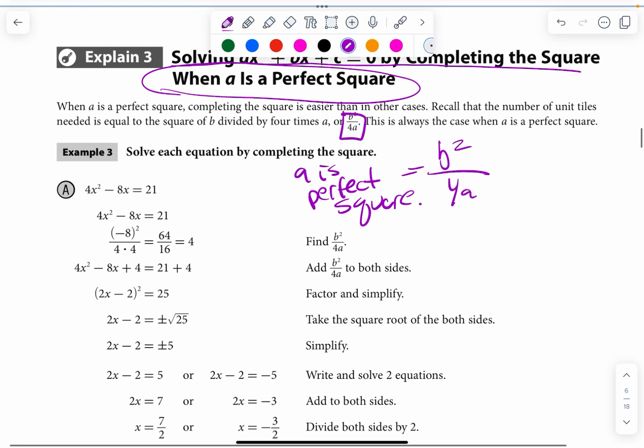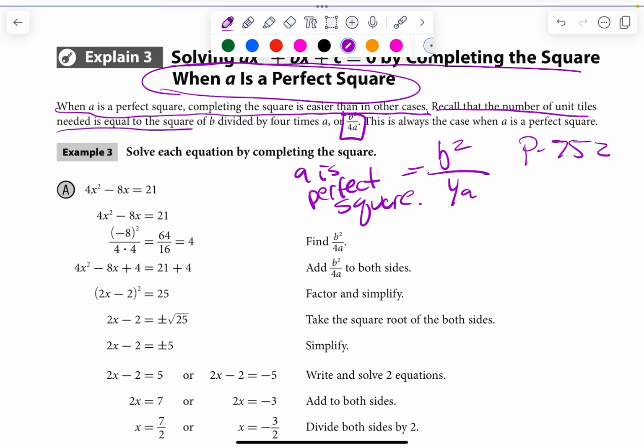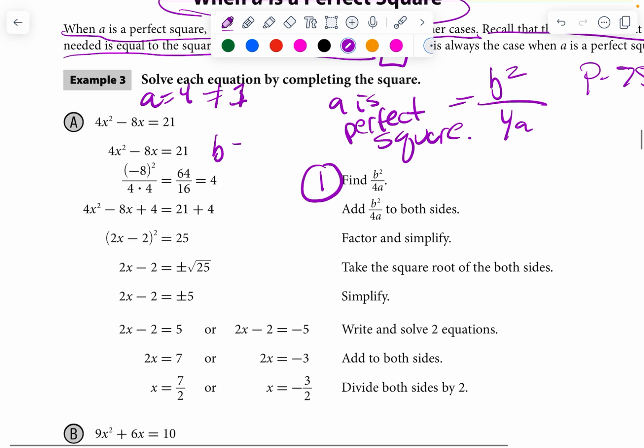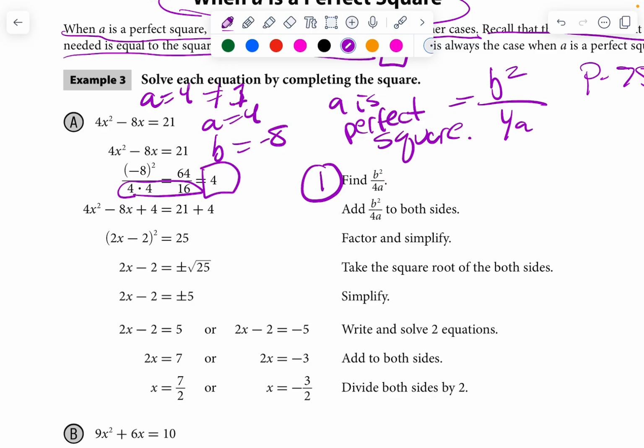So I'm on 952. And it says when a is a perfect square, completing the square is easier than in other cases. Recall that the number of unit tiles needed is equal to the square of b divided by 4a. So because a is 4 and not equal to 1, my formula changes. So I have to say b squared over 4a. So I know b is equal to -8. I divide that by 4 times whatever a is equal to. So 4 times 4 is 16. And then I get my new c term.